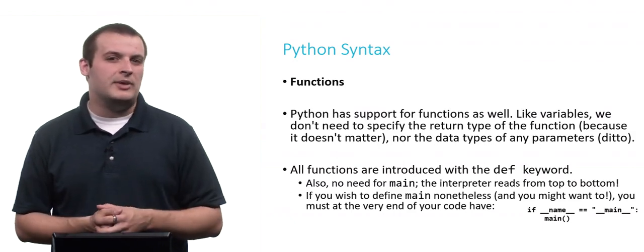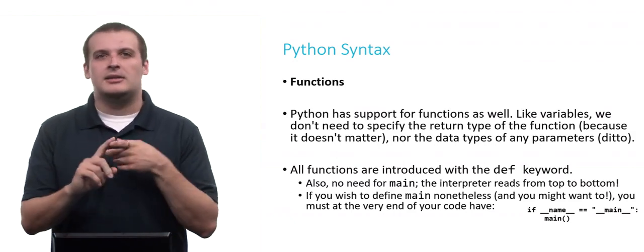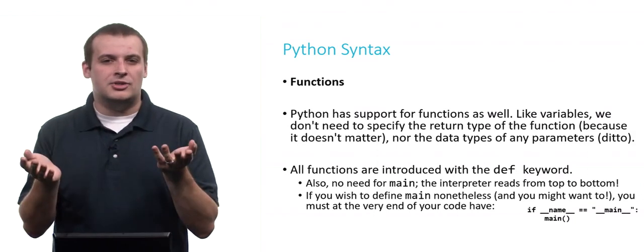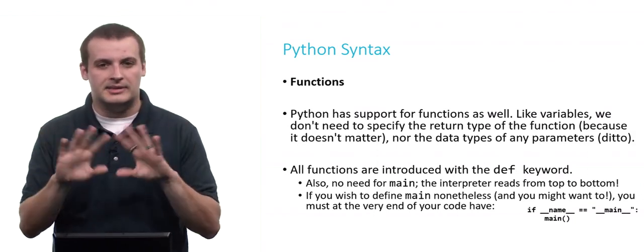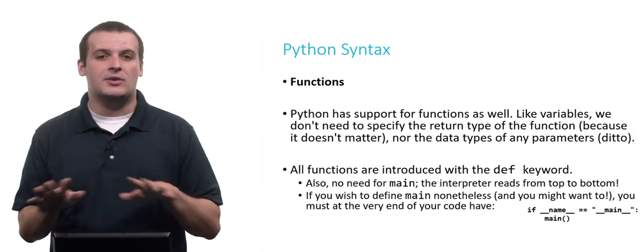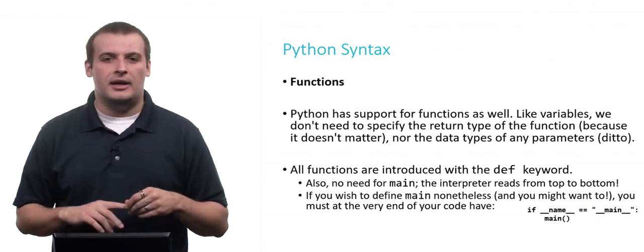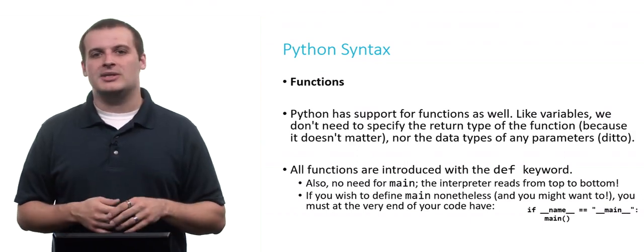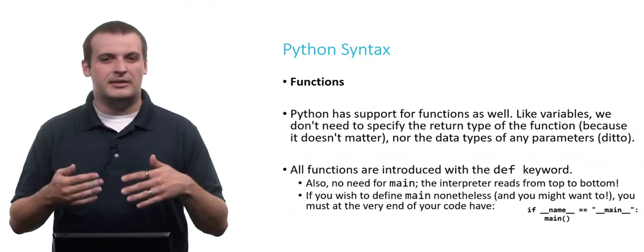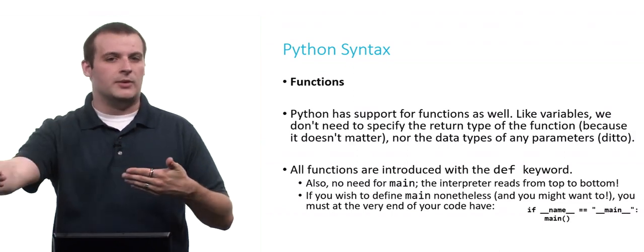So recall from C that we had to specify something like int square, maybe it took an integer as its input. So int square, parentheses, int x, semicolon, all this stuff we have going on. We don't have to specify any of those data types. We just have to specify the name of the function and any parameters that it takes. We introduce a function using the keyword def. So basically think about it as defining the following function.